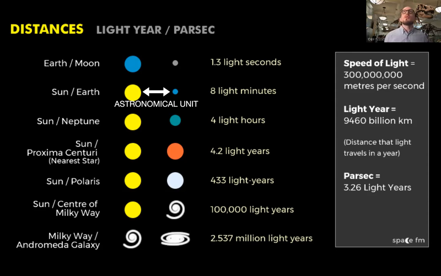Now, soon these numbers all get jumbled together. And so what we start to do is we start to talk about how long it takes light to go from one thing to another. We call those things light units. And when we think about the amount of time it takes for light to get between the sun and the Earth, we find that it takes about 8 minutes.